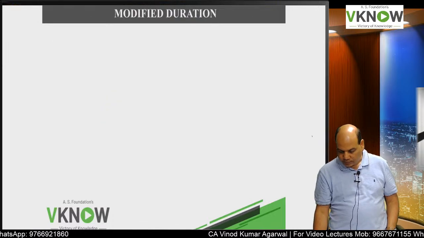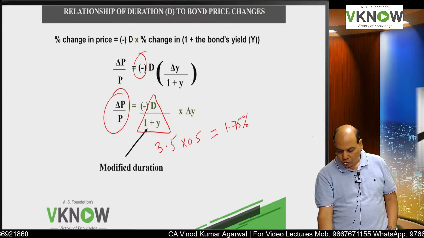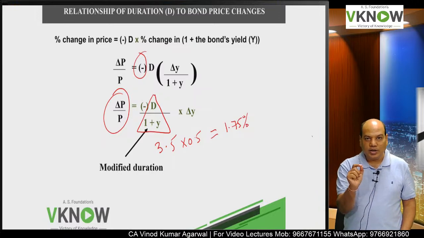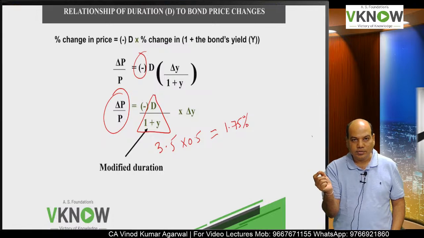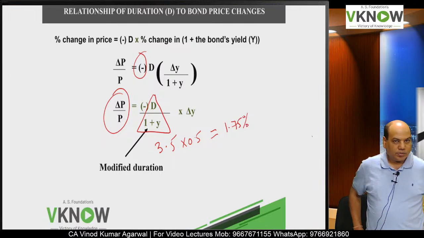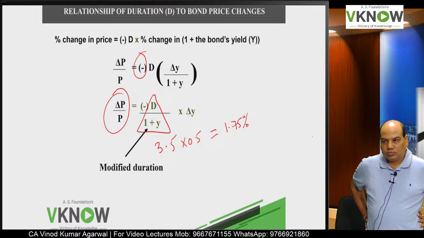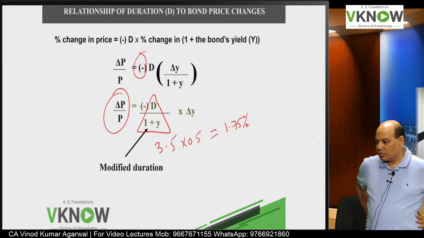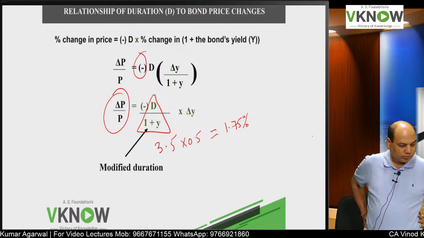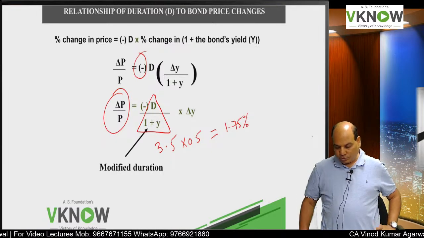Up to this, any query? Have you written this note? Write one note. I'll dictate. Minus sign indicates there is an inverse relationship between YTM and bond price.